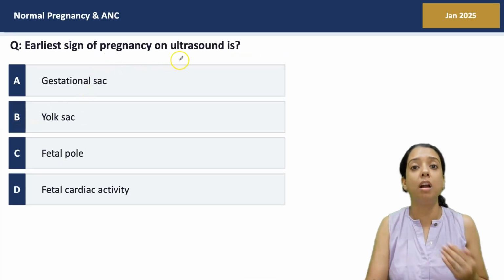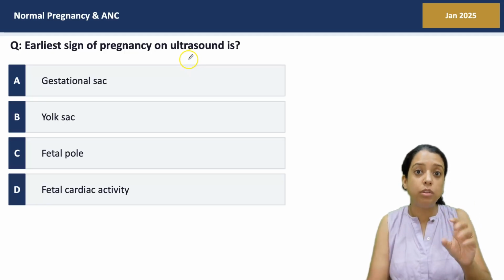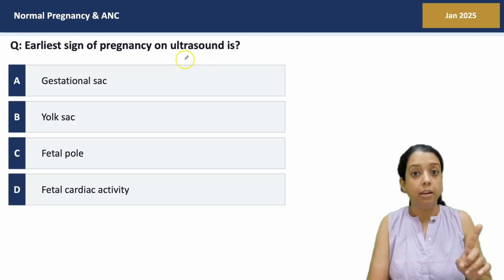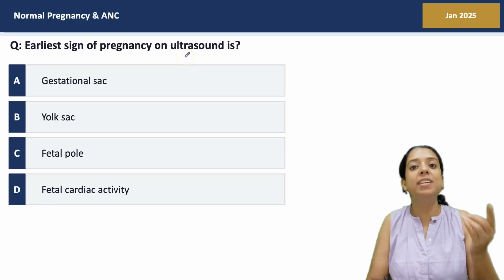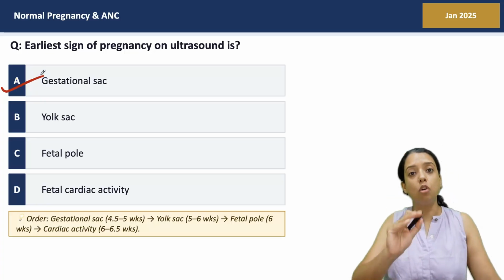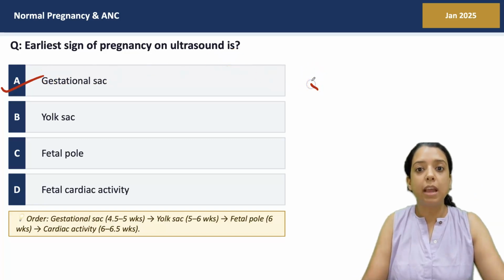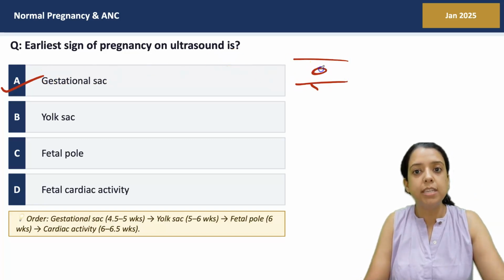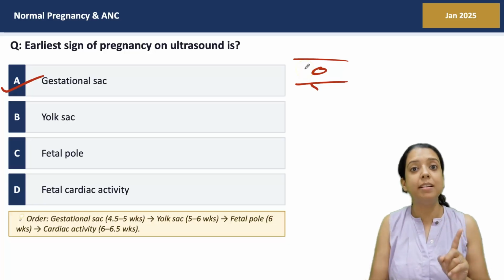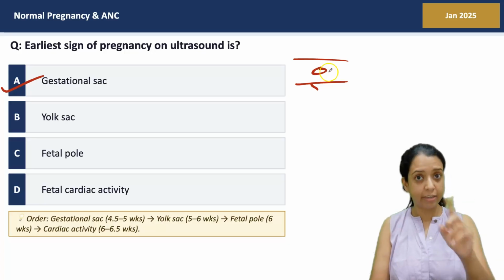Earliest sign of pregnancy on ultrasound. What is the first sign that you see on an ultrasound? First, you see the baby's home, which is the GSAC. GSAC is the earliest sign, seen at around 4.5 to 5 weeks of gestation. Now remember, just seeing a GSAC doesn't confirm that it is intrauterine. It doesn't rule out ectopic, because it can be a pseudo GSAC. Pseudo GSAC is seen in ectopic.